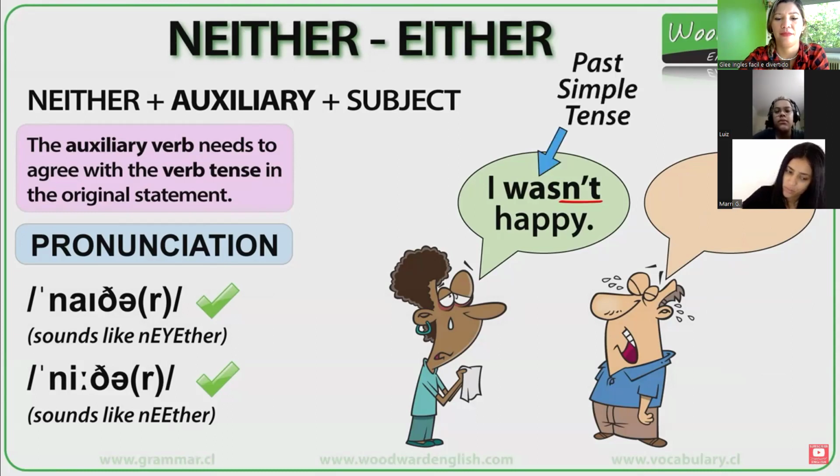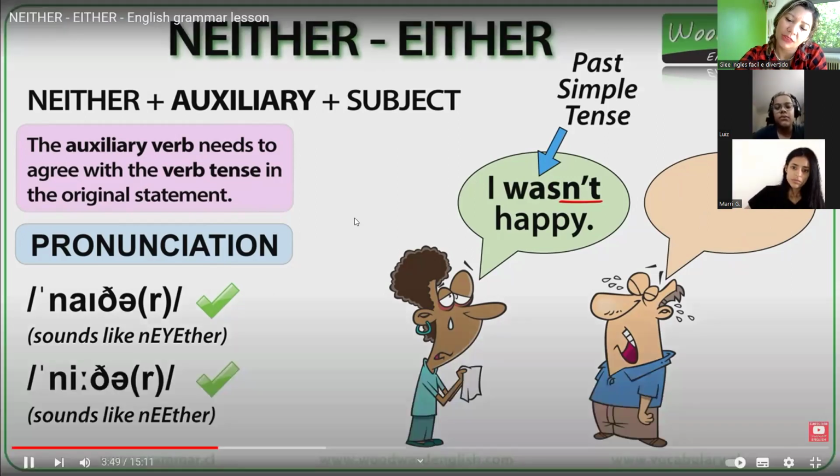The past simple tense. Since we need to have the same tense, what would the man's response be to agree with the woman's statement? Como que eu responderia para isso que ela falou? I wasn't happy. Eu não estava feliz. I wasn't happy. Como que ele vai falar? Eu também não estava. Neither. I wasn't happy.